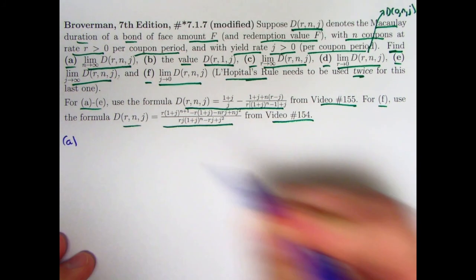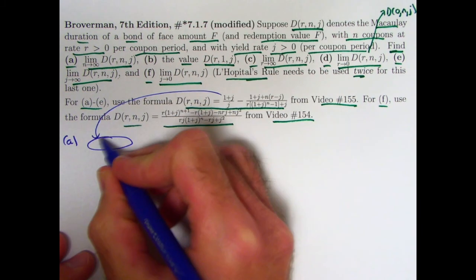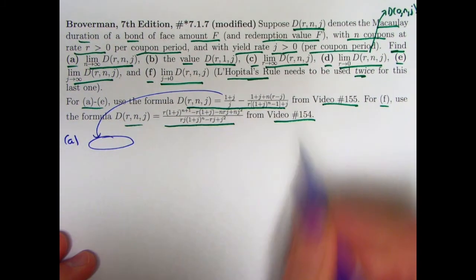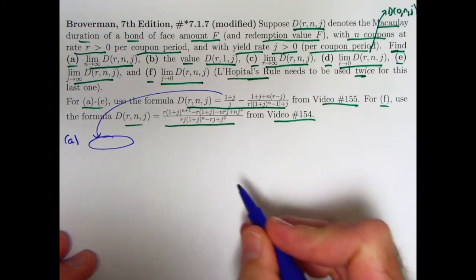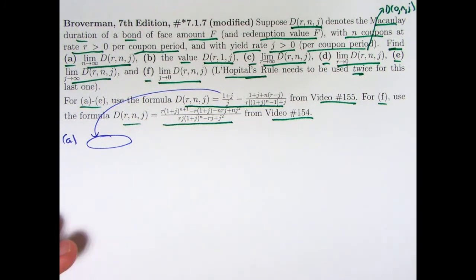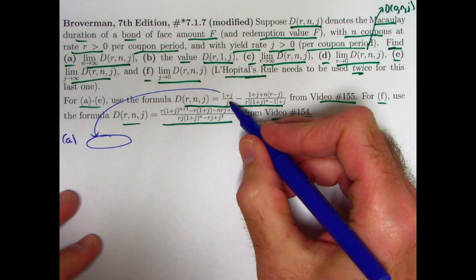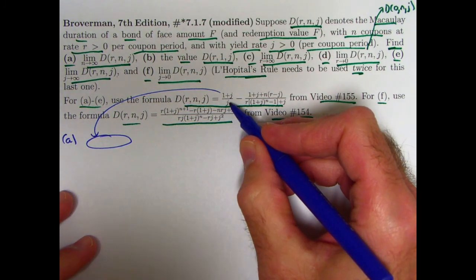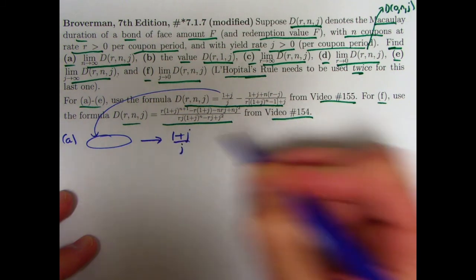Part A, again, I've talked about this already. Use this formula. What happens to this expression as n goes to infinity, as the number of coupon payments goes to infinity, gets very, very large, you might say, technically without bound, but you can intuitively think of it as what's happening as n gets very, very large. This part is a constant function of n. It approaches itself, (1 plus j) over j.